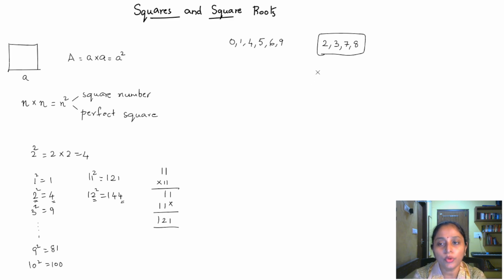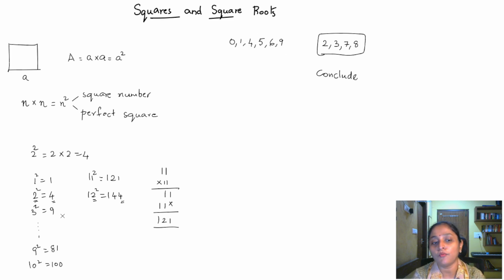So what this means is that whenever a number is given to you and you have to check whether the number is a perfect square or not, if you notice that the number ends with one of these 4 digits, then you can immediately conclude that it is not a perfect square. Now what are you going to do if it ends with one of these, 0, 1, 4, 5, 6, 9?